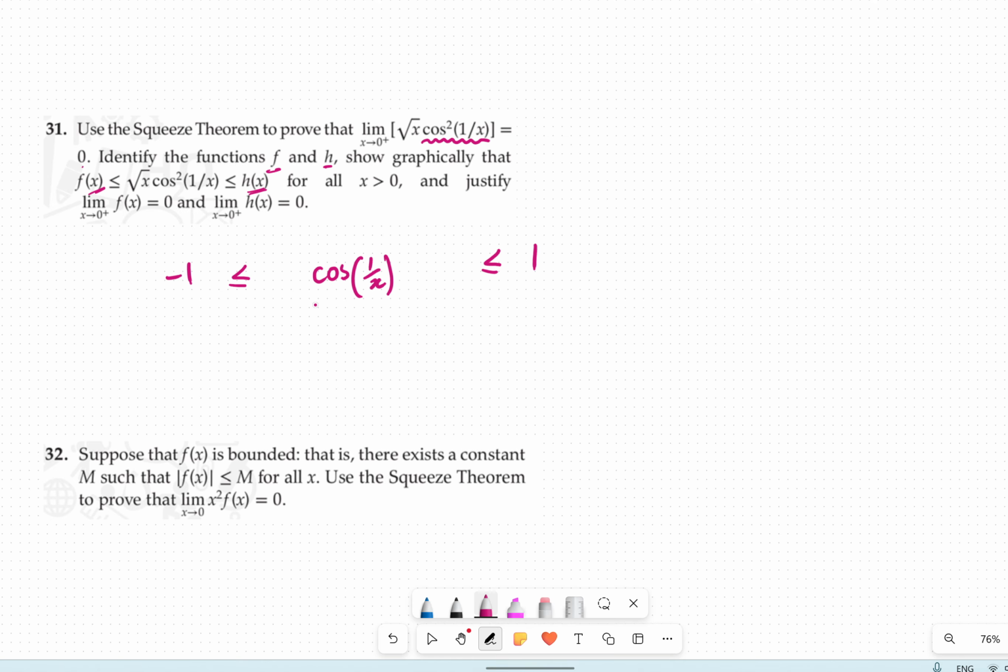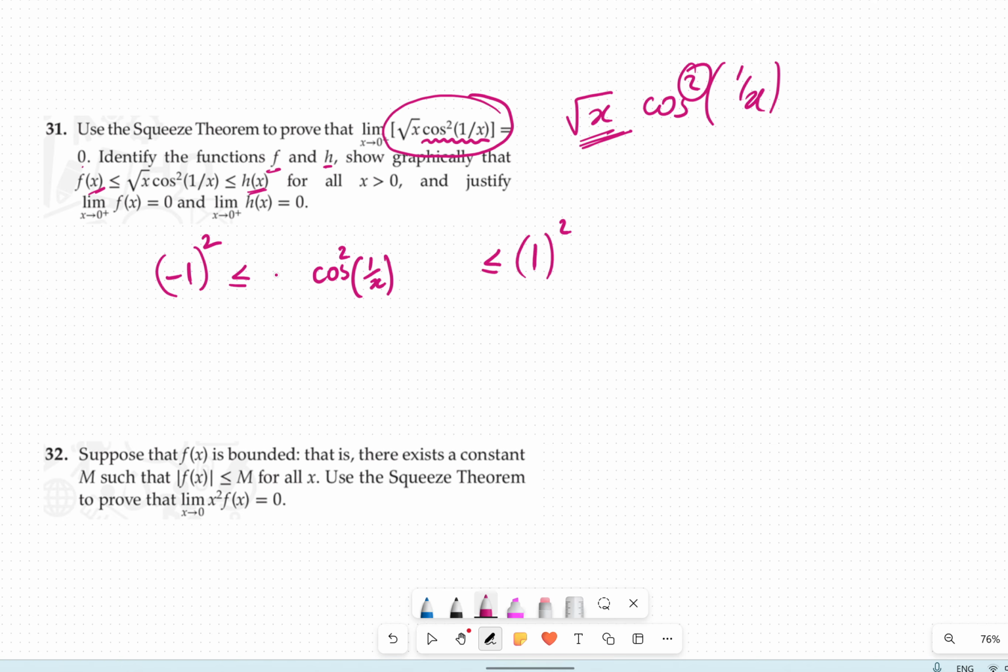Then my next step is I need to make this middle part the same as my question. My question has root x cosine squared 1 over x. So I start by saying that there is a square here. So if I square this, what do I need to do to this and this? I also need to square them. Whatever I do in one part, I need to do in the other parts. Then I see that there's a root x. So this means I need a root x here. So I multiply by root x here, I multiply by root x here, I multiply by root x here.